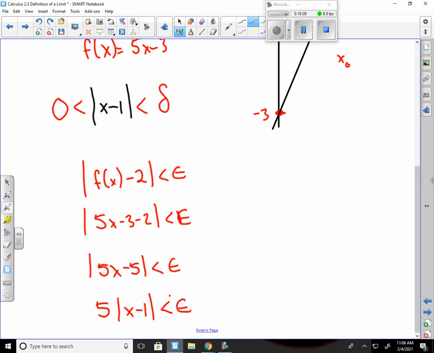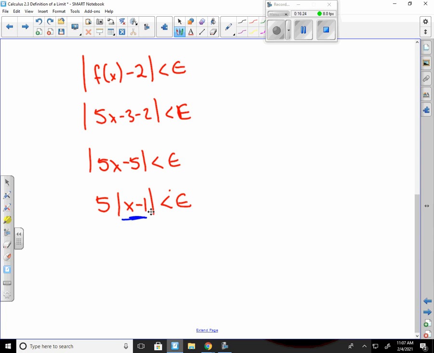Now whenever I look at this, x minus 1 is the same as our delta up there. But I still have the 5 on the outside. It's 5 times all of this. So we're going to divide by 5 to make this the same. Divide by 5 and get absolute value of x minus 1 is less than epsilon over 5.